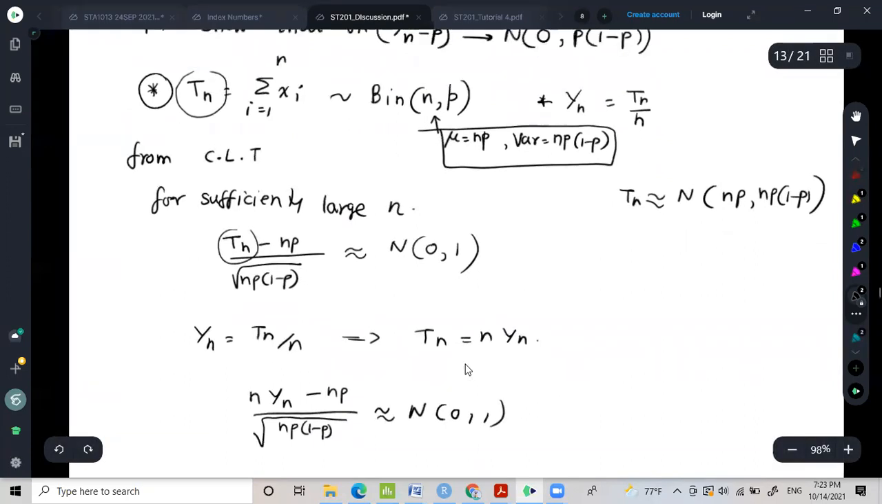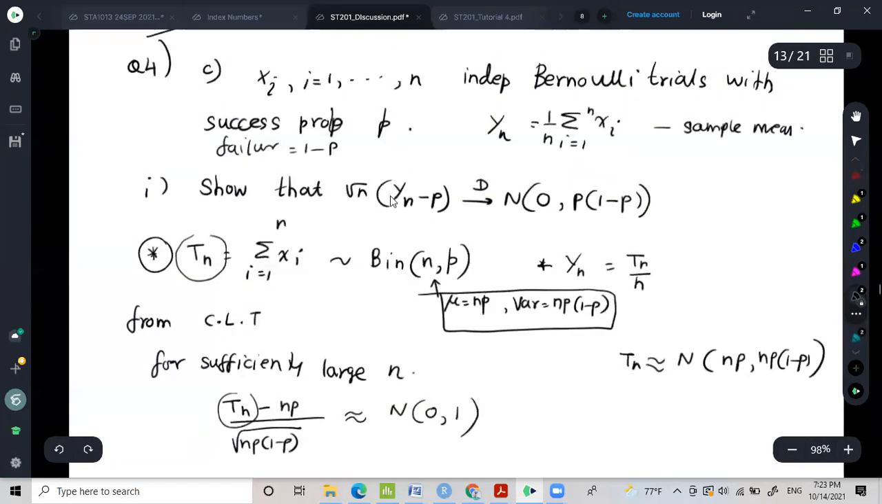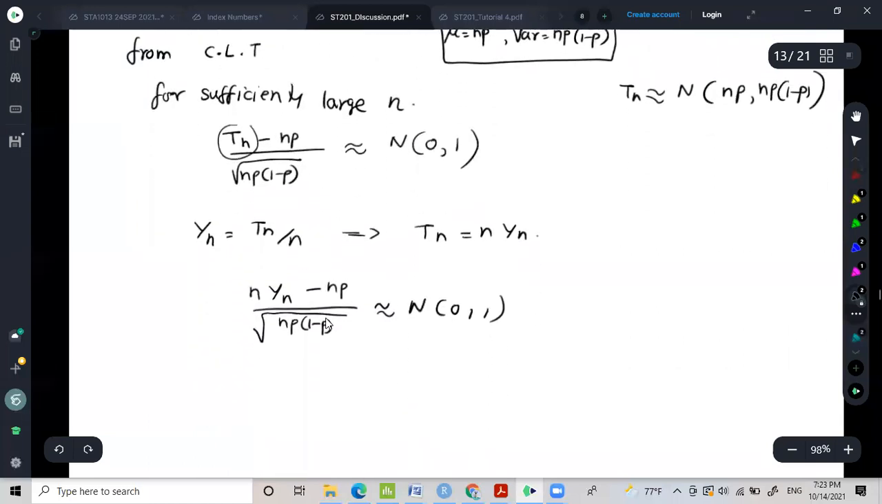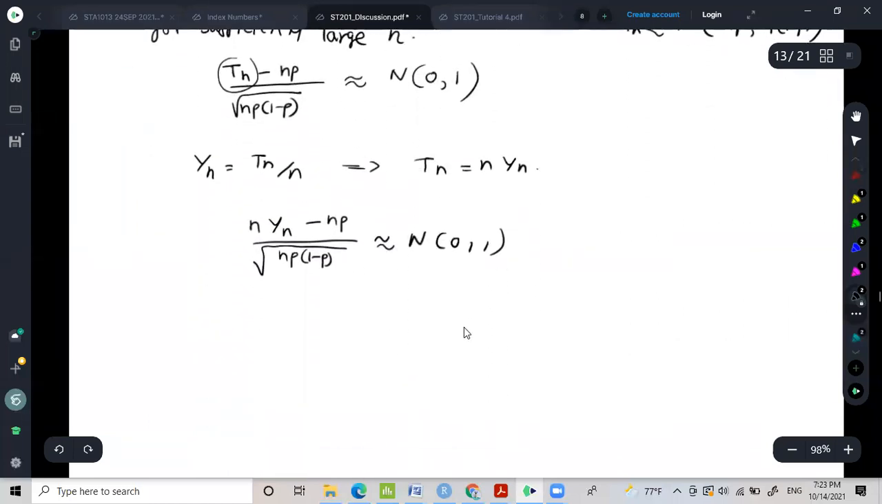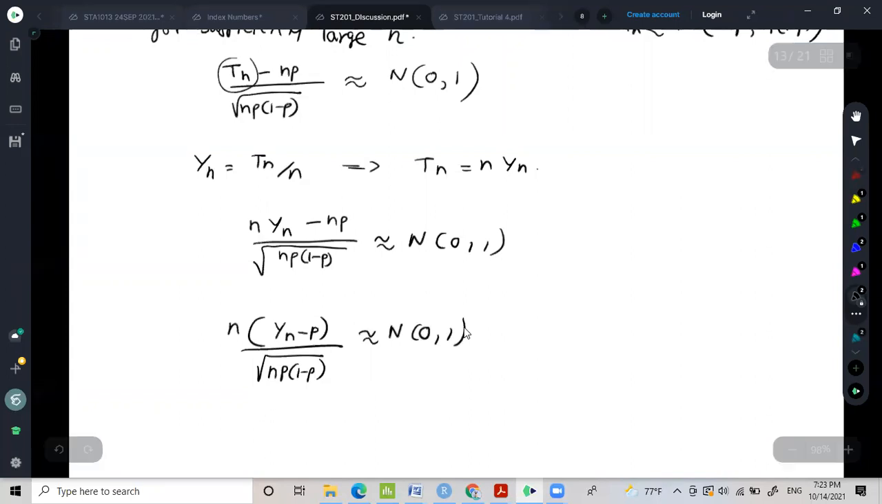Let's go and see. We need square root of n outside and Yn minus p, so we have to get rid of this n. Let's take this n outside. So you have Yn minus p, square root of n, p(1 minus p). Nothing is going to change at the bottom, still approximately normal. At the bottom I can write square root of n separately and square root of p times (1 minus p) separately, so one square root you can cancel out.